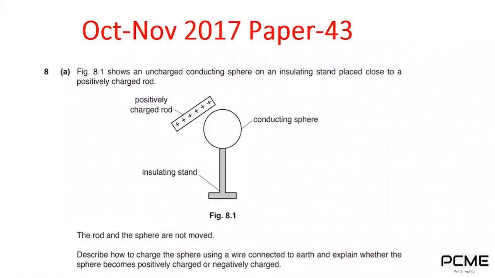In today's episode, I will be discussing some past paper questions related to the static electricity chapter. So let's get started. The first question that we have here is from October-November 2017, paper 4, third variant. Question number 8 says that figure 8.1 shows an uncharged conducting sphere on an insulating stand placed close to a positively charged rod, as you can see here in the diagram.